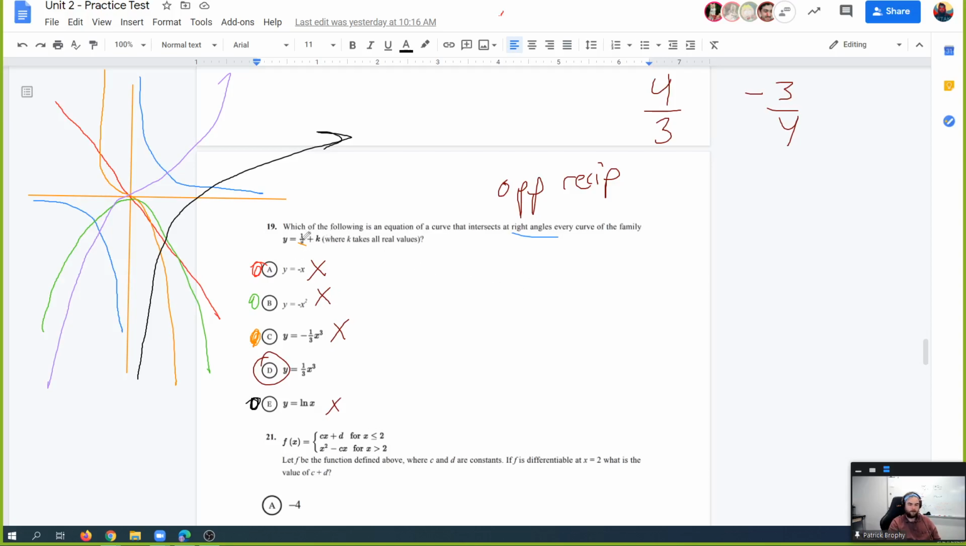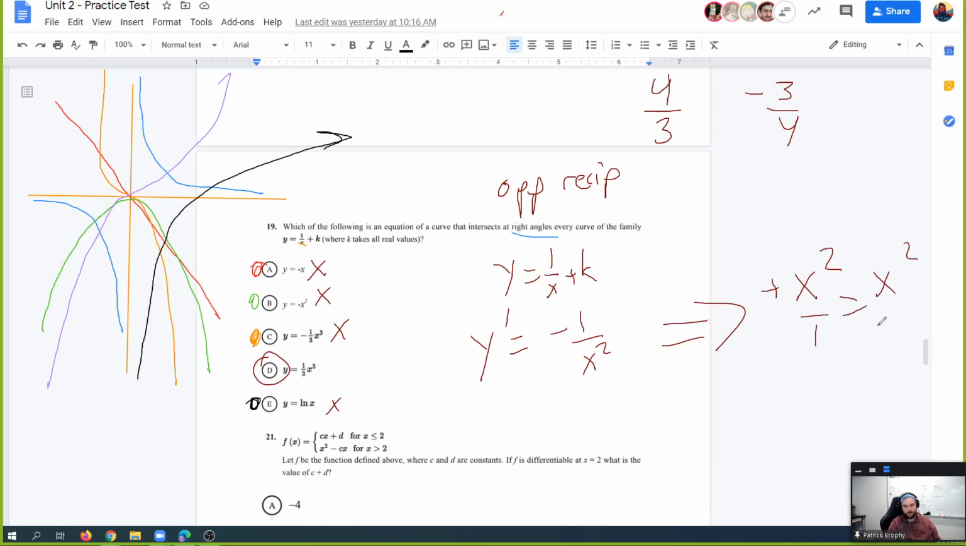So basically, take this equation, y equals 1 over x plus k, where k is a constant. The slope of that, y prime, is going to be negative 1 over x squared. What's the opposite reciprocal of this slope? The opposite reciprocal of that would be positive x squared over 1. So just x squared. Now, which of these would have a slope of x squared? The derivative of this one is x squared. Therefore, it's D.